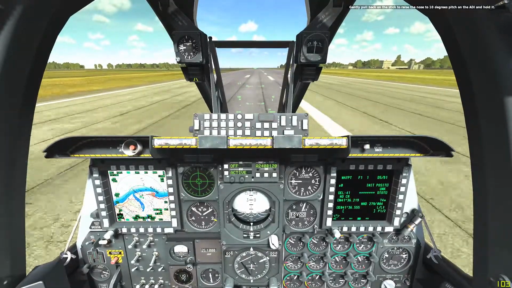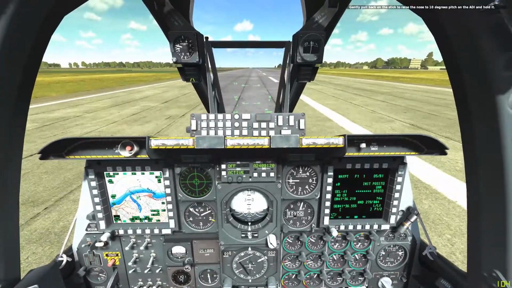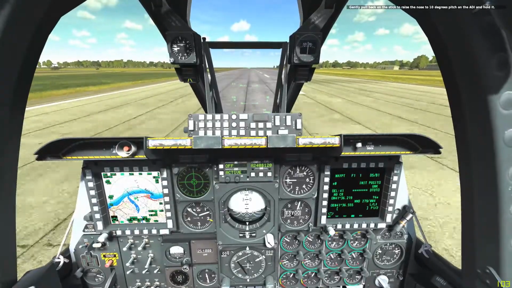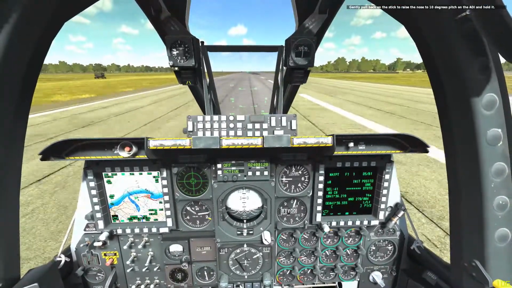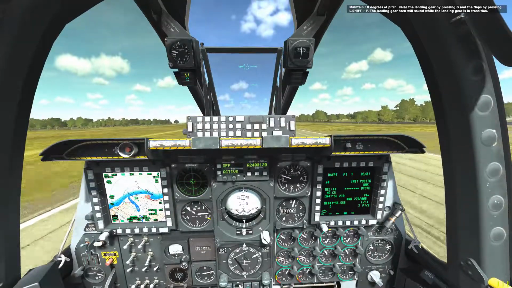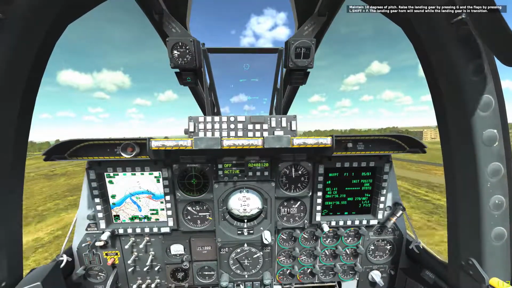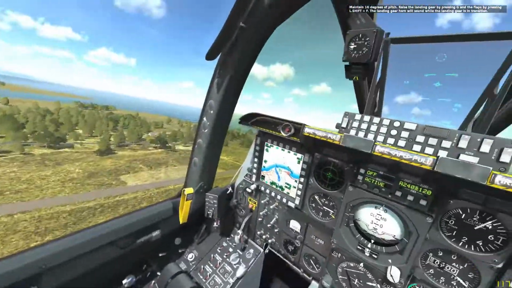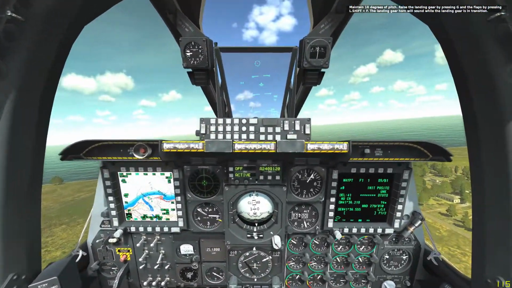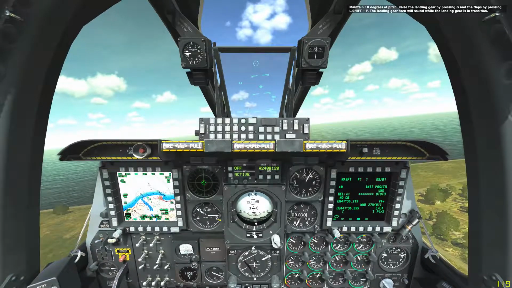Gently pull back on the stick to raise the nose to 10 degrees pitch on the ADI and hold it. Maintain 10 degrees of pitch. Raise the landing gear by pressing G and the flaps by pressing left shift plus F. The landing gear horn will sound while the landing gear is in transition.